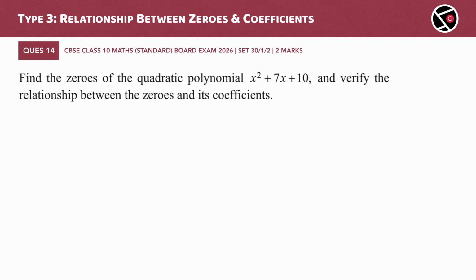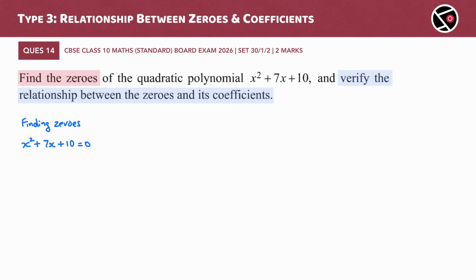Alright, this question has 2 parts. Find the zeros and verify the relationship between zeros and the coefficients. To find the zeros, we equate the polynomial to 0. X square plus 7x plus 10 equals 0.